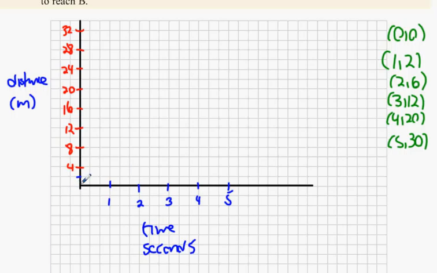So 0, 0, 1, 2, 2, 6, 3, 12, 4, 20, and 5, 30. And we got this here, didn't we? Oh, watch out for that. Wobbled a bit, didn't I? There. So that is what it is.